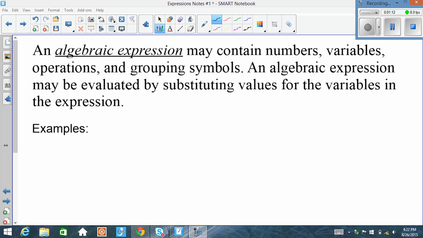An algebraic expression may contain numbers, variables, operations, and grouping symbols. An algebraic expression may be evaluated by substituting values for the variable in the expression.